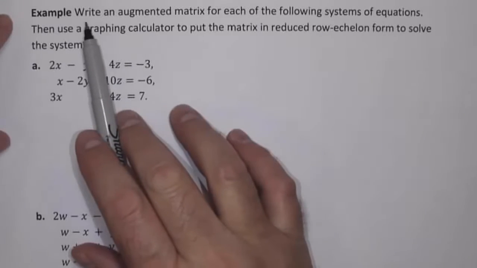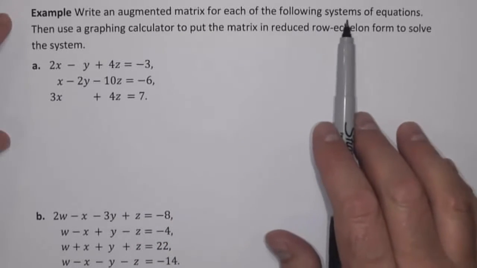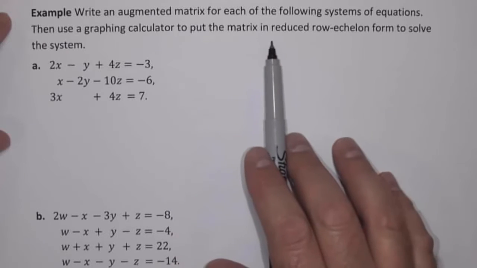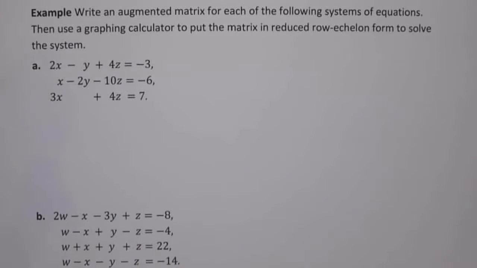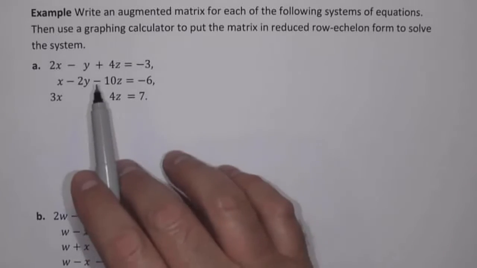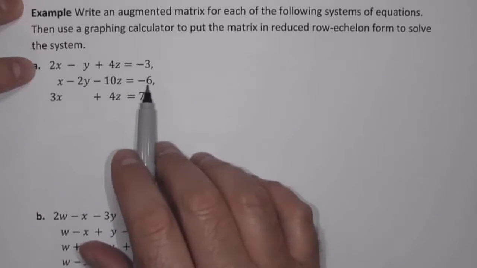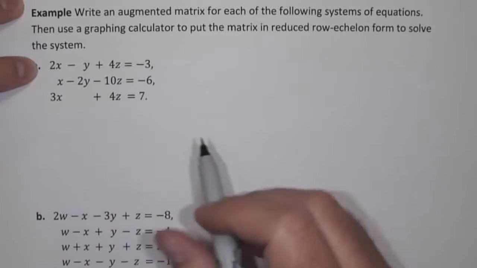In this video, we're going to look at an example. We want to write an augmented matrix for each of the following systems of equations, then use a graphing calculator to put the matrix in reduced row echelon form to solve the system. So first, we're going to write this system as an augmented matrix. We're going to use the coefficients and the constants and write that as a matrix.